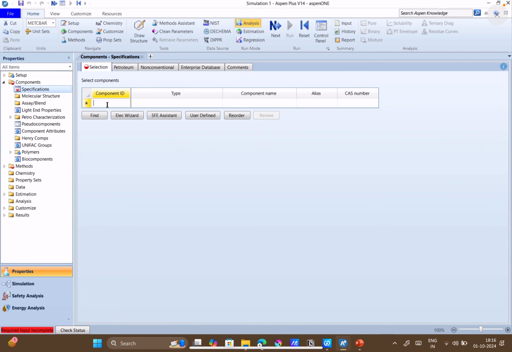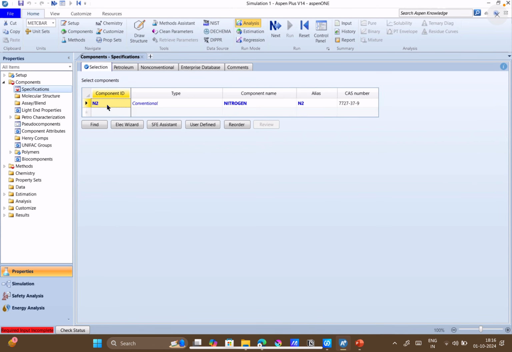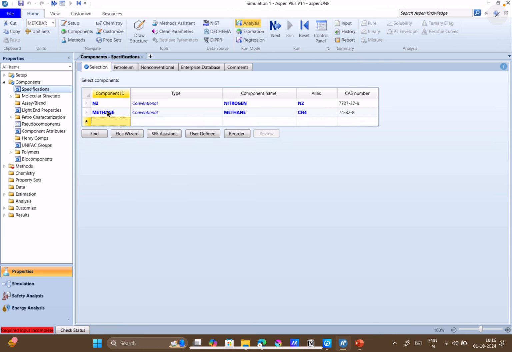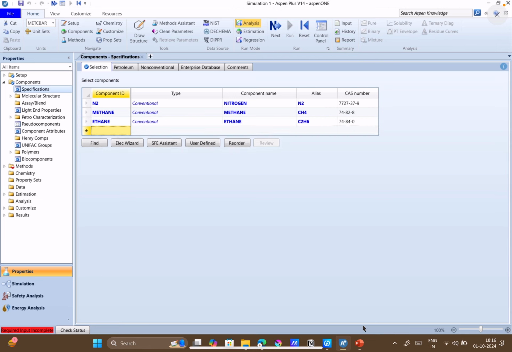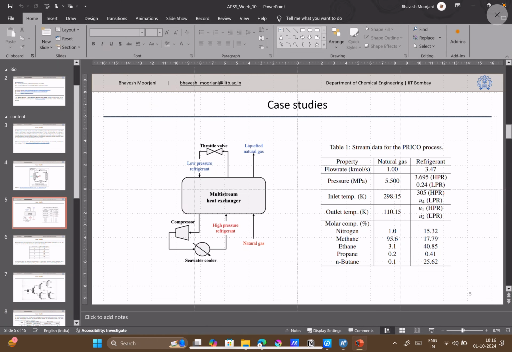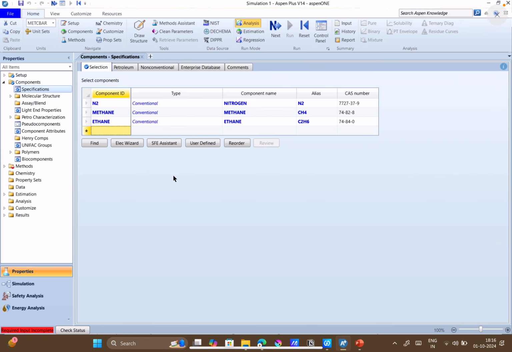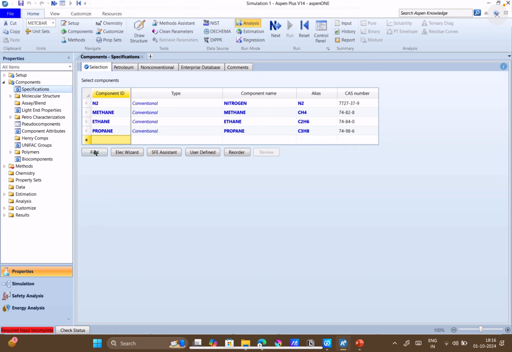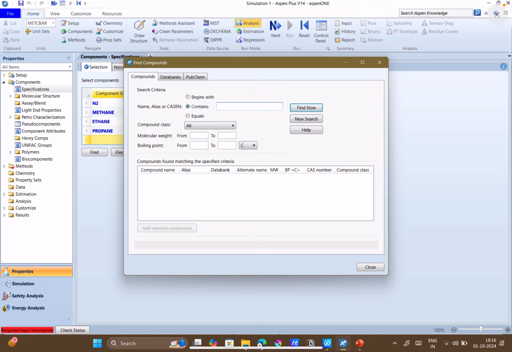So first, let me add all the components. We have methane, ethane, propane and n-butane. For n-butane, let me search butane.